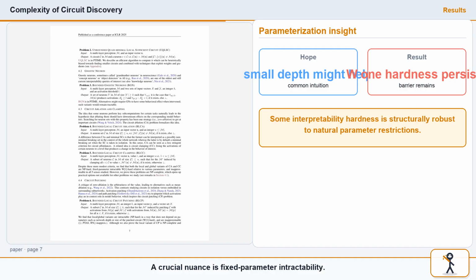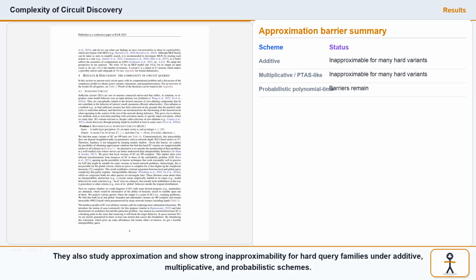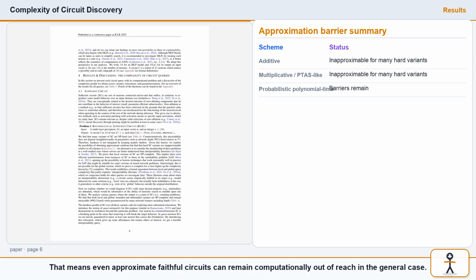Crucial nuance is fixed parameter intractability. For several queries, hardness persists even when constraining model or circuit features like depth. So keeping networks shallow does not automatically rescue tractability. They also study approximation and show strong inapproximability for hard query families under additive, multiplicative, and probabilistic schemes. That means even approximate faithful circuits can remain computationally out of reach in the general case.